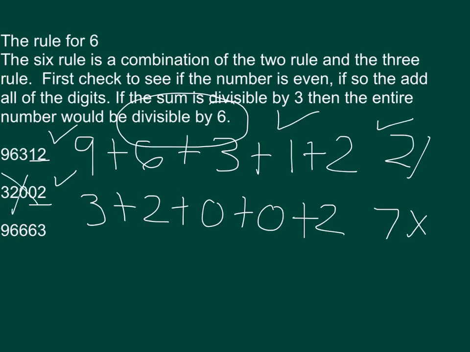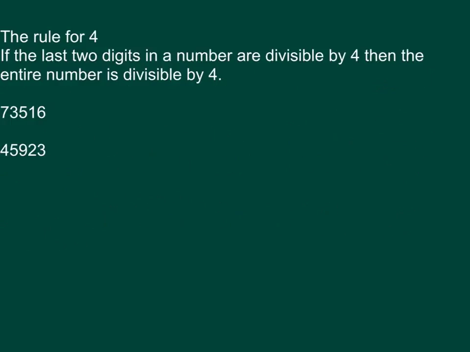All right, let's look at this last number here, 96,663. Well, check to see if it's even. Is 3 an even number? No, it is not. And seeing it doesn't meet that rule, we know it doesn't matter if it meets the 3 rule, so this number is also not divisible by 6.